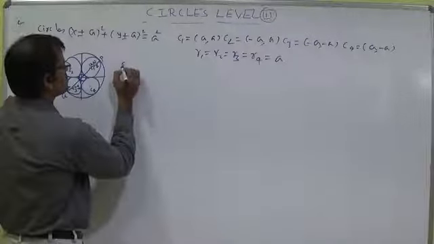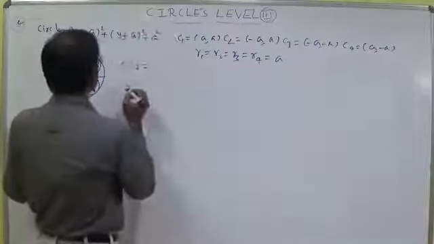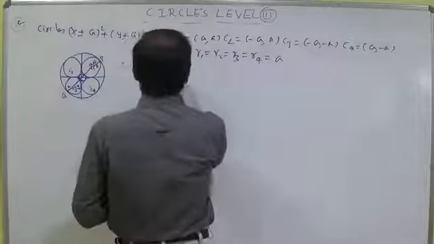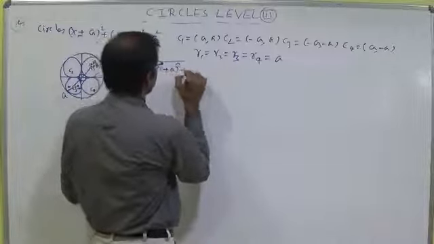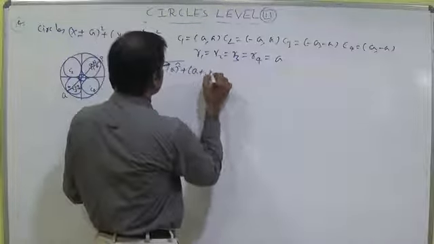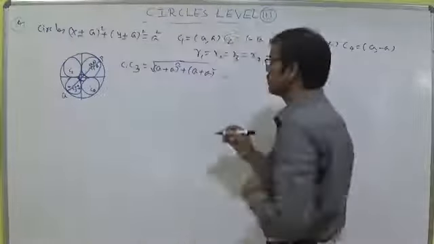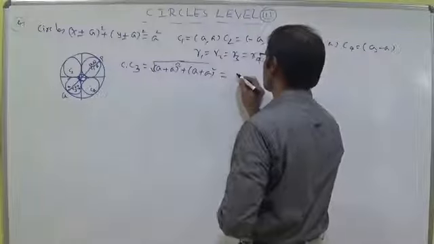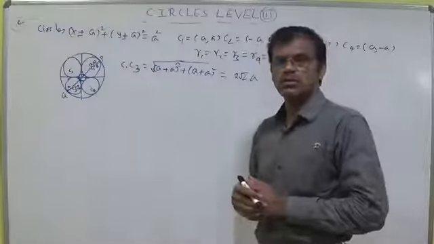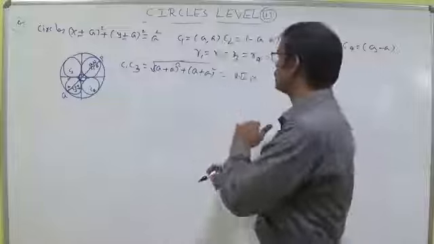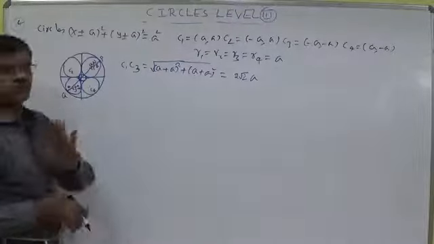Now I am writing C1C2. C1C2 is equal to C1C3. C1C3 is equal to the distance between two centers: root of (A plus A) whole square plus (A plus A) whole square. So this is 4A square plus 4A square, which becomes 8A square. The root of 8A square you can write as 2 root 2 A. Now C1C3 becomes 2 root 2 A, and in a similar way C2C4 is also 2 root 2 A.